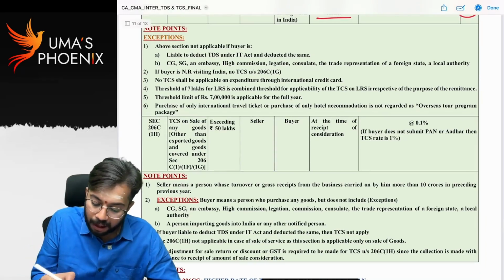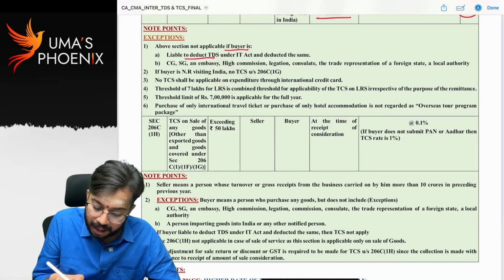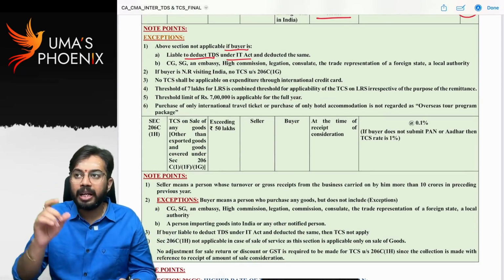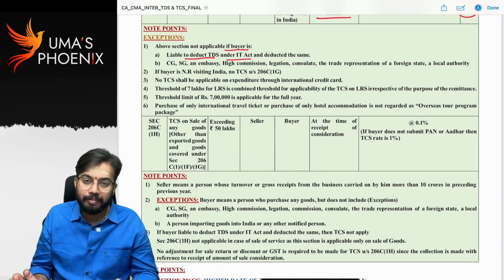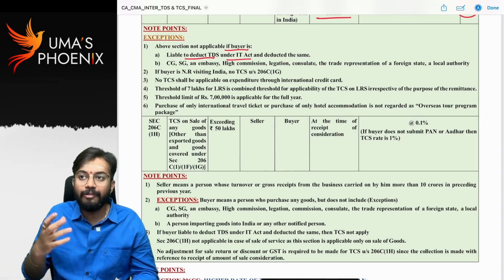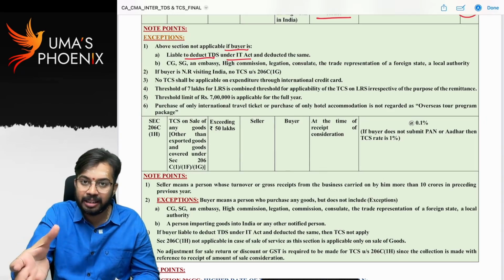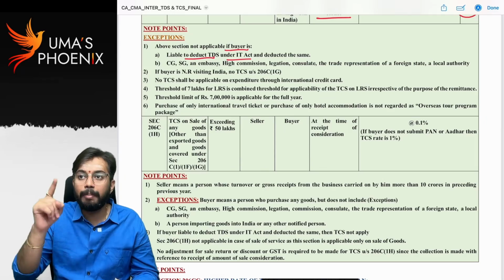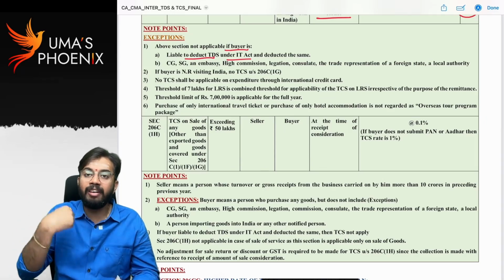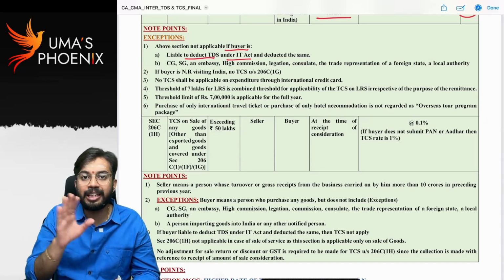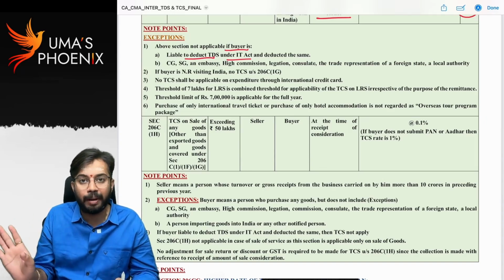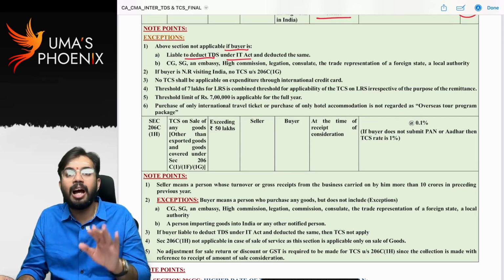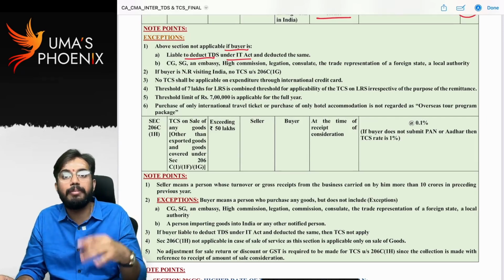The above section is not applicable if the buyer is liable to deduct TDS under the Income Tax Act. For example, I am remitting money outside India through an authorized dealer. As per provisions of the Income Tax Act, when I am giving money to the authorized dealer, I am required to deduct TDS. When I have deducted TDS for money given to the authorized dealer, again he will not collect TCS from me. That means TDS and TCS both simultaneously will not apply. If the buyer deducts TDS as per provisions of the Income Tax Act, then the authorized dealer remitting money outside India will not collect TCS.